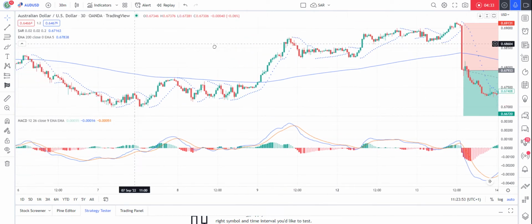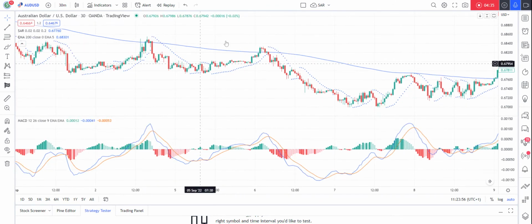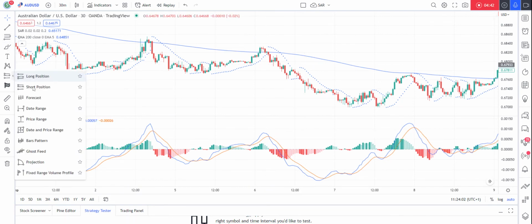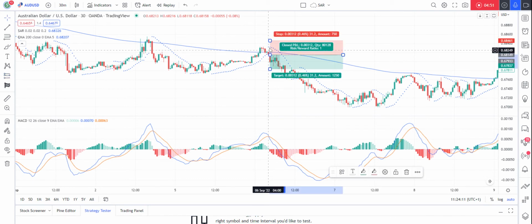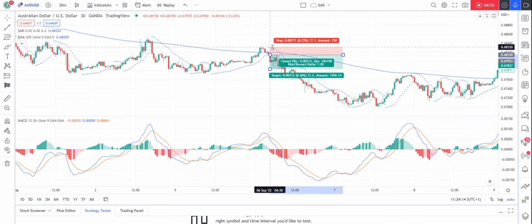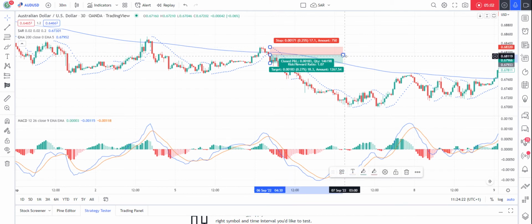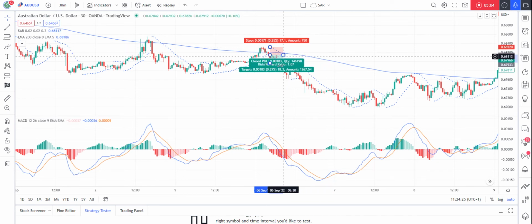Let's go back a bit more, just randomly select. Here we go. Here's the crossing here. The crossing happens way above the zero line. And the parabolic SAR is around here. This is the opening price for the opening candle, and risk reward is 1-to-1. Unfortunately, take profit happens a lot quicker, and the price runs down, but this is the strategy.